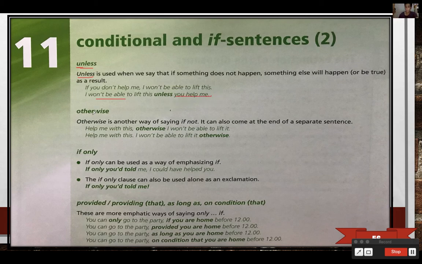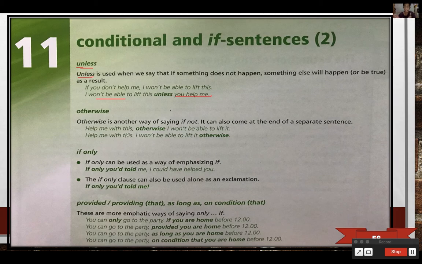Then we have otherwise, okay? Otherwise is another way of saying if not. It can also come at the end of a separate sentence. For example, help me with this. Otherwise, I won't be able to leave it. Otherwise, in Spanish, means de otra manera. Otherwise, help me with this. Otherwise, I won't be able to leave it.